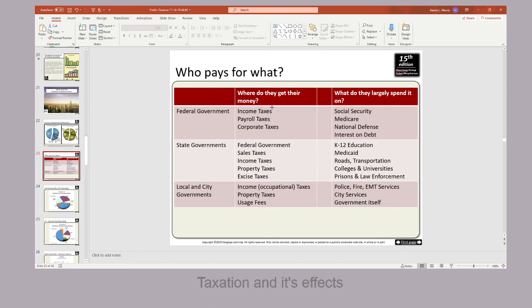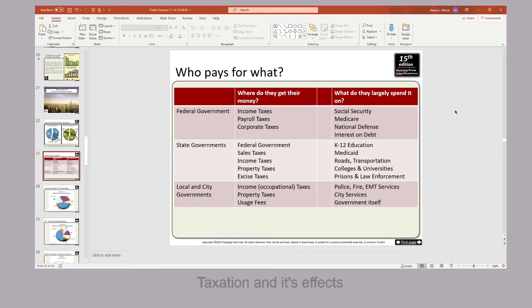The federal government largely gets their money, as we just saw, from income taxes, the payroll taxes, and corporate taxes. What do they spend it on? The largest expense that the federal government has by far is Social Security. After that, it's Medicare. Medicare is the system of health insurance for those over 65. The federal government pays for our national defense in the form of our military, the branches of our military, and they're paying interest on previous debt, on bonds that they've sold in the past to finance government spending. We have to keep the interest on that current. So that's our federal government.